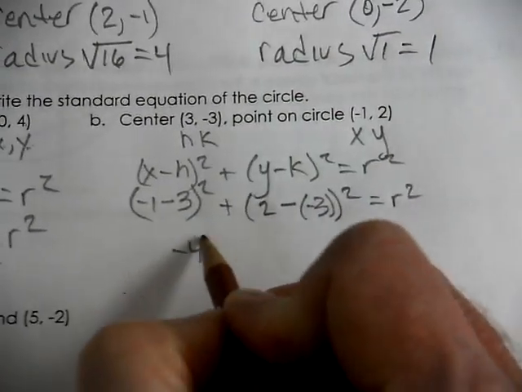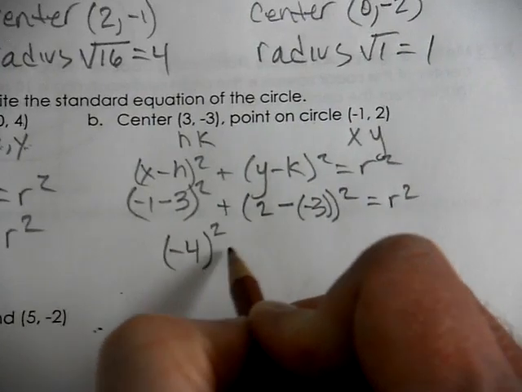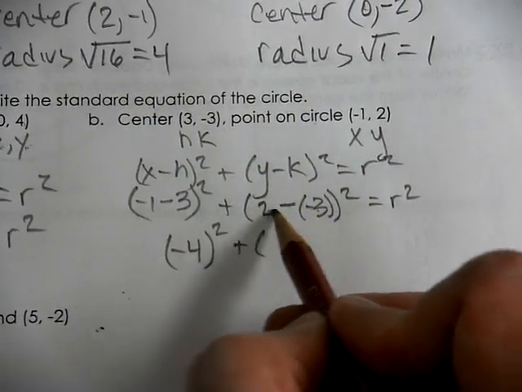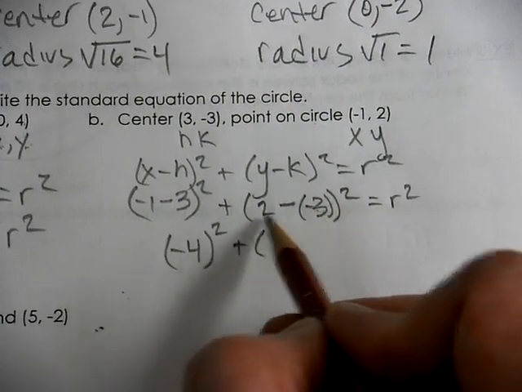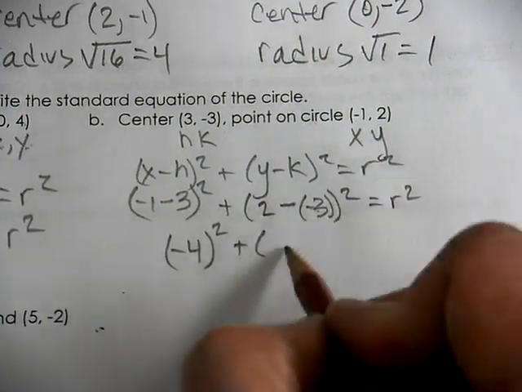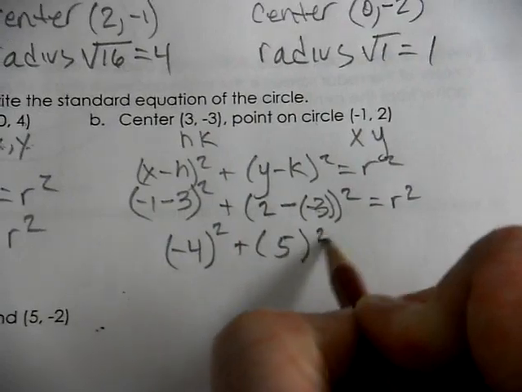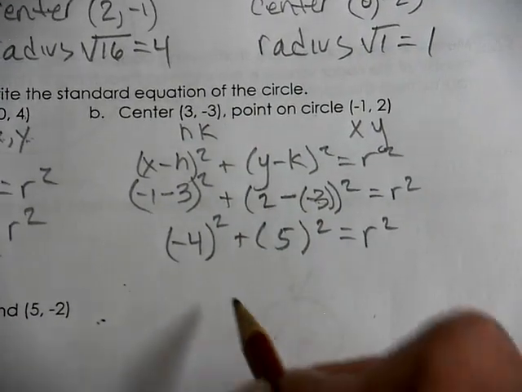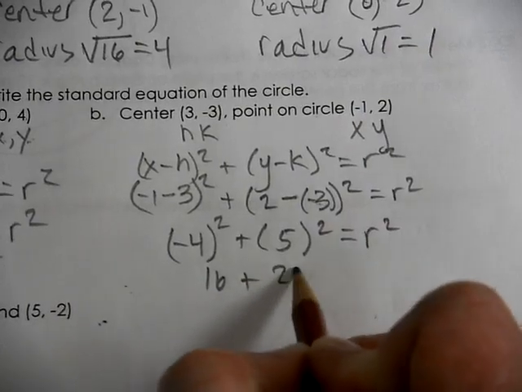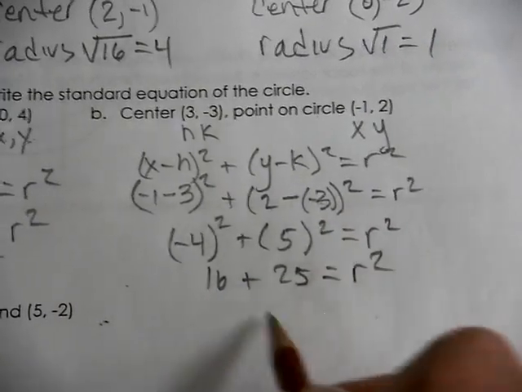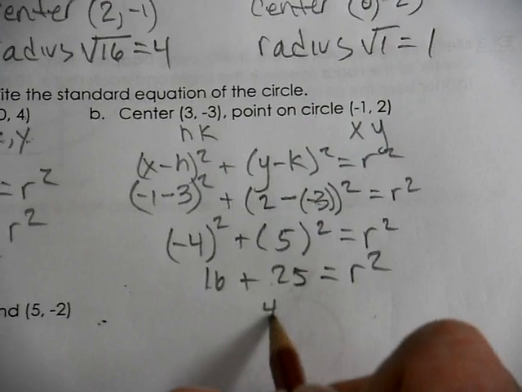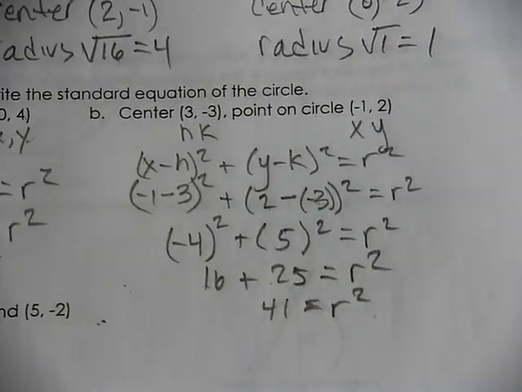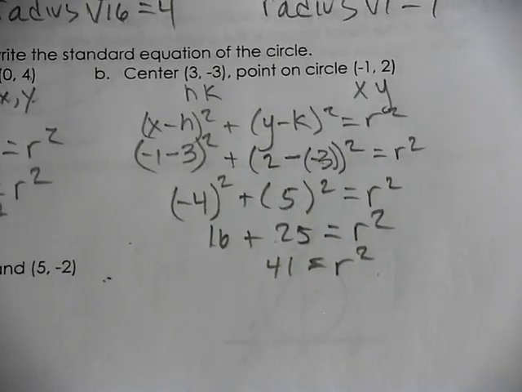So this is going to become negative 4 in parentheses squared. And this is going to become 2 plus 3. 2 minus a negative, 2 plus. So that's 5. And we square it. So we have 16 plus 25. That's 41. So the radius squared is 41.